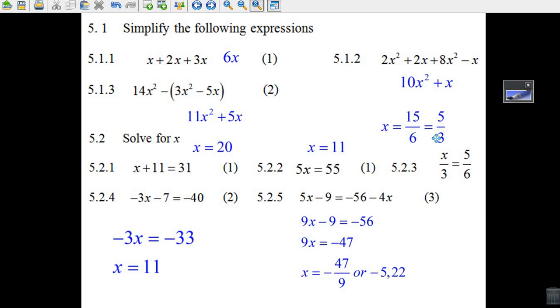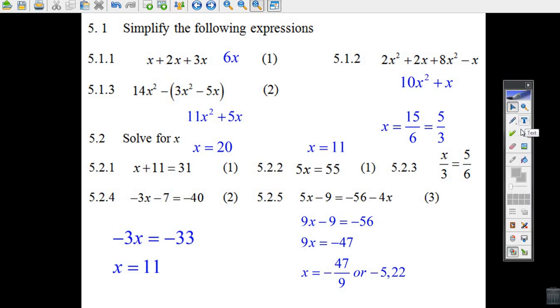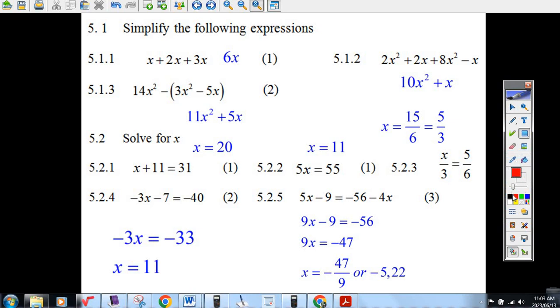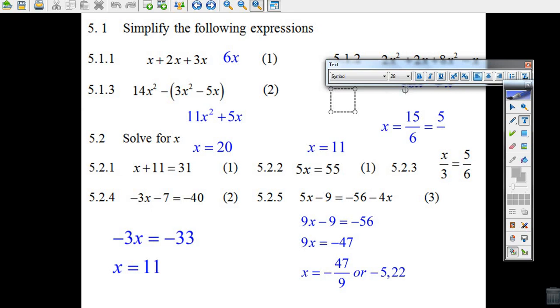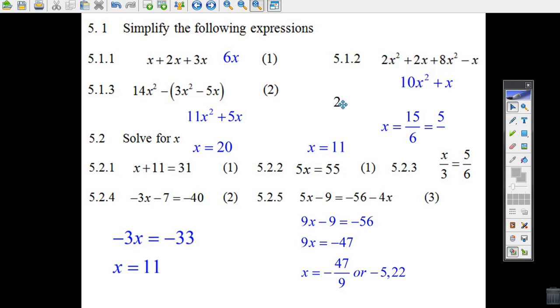6 divided by 3 is 2, isn't it? So that answer there should actually be 2. So let's just quickly change it to a 2 because we know it is. 15 divided by 3 is 5, and 6 divided by 3 is 2. So that's why we should have a 2 right here. Let's change it to a 2. I'll do that. You can see my silly mistake. It's 5 over 2 is the answer.